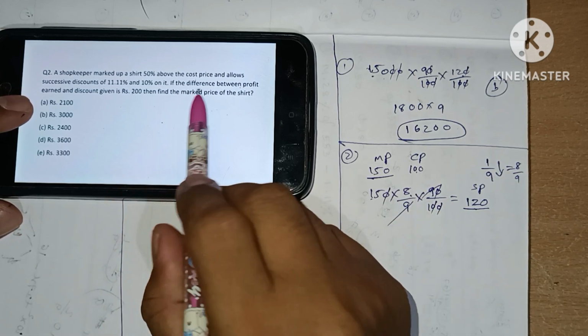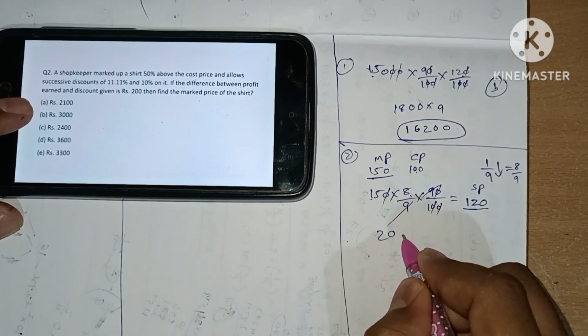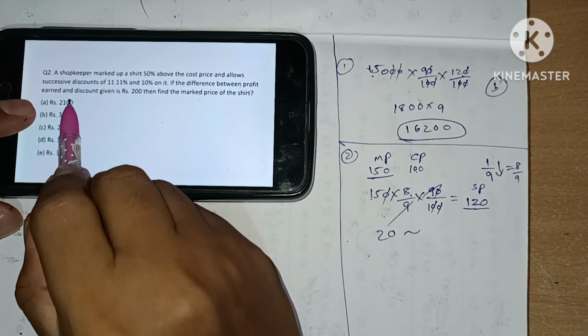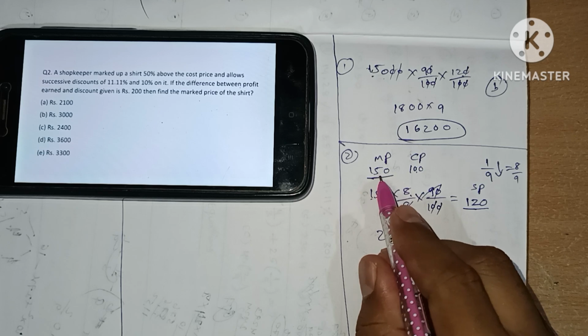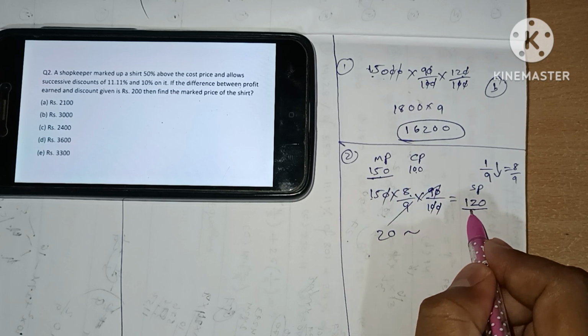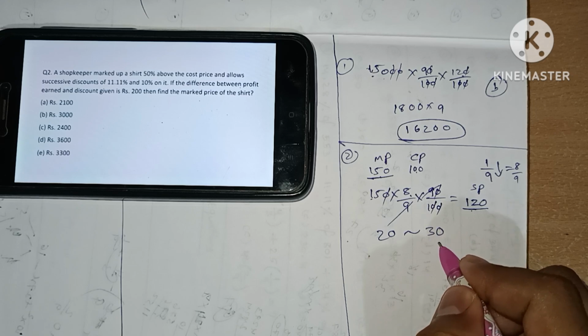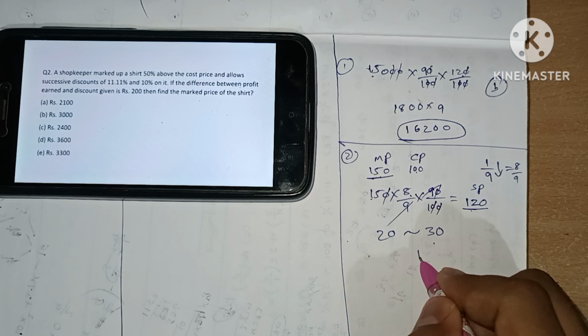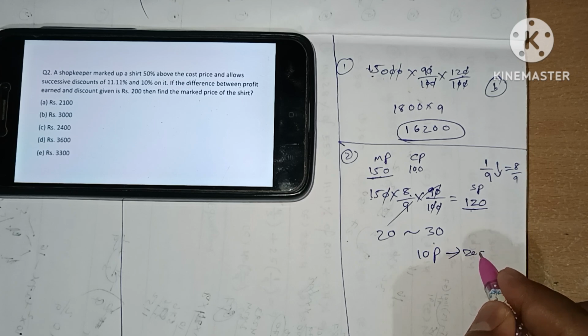Now the question is the difference between profit earned and discount given. Profit earned is 20 and discount given is 150 minus 120, which will be 30. So the discount given is 30. The difference between these two is 10 parts. 10 parts value is given as rupees 200. So 10 parts value is 200.